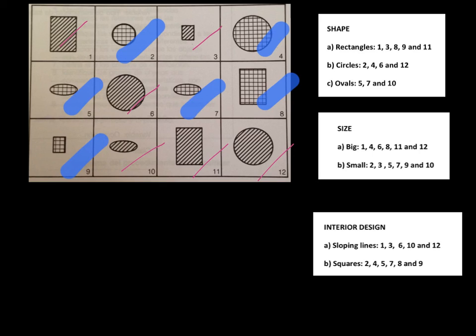Another thing that we have to check is that we don't have repeated elements for each of the options. Look at the shape, okay? So here's the shape. Look at rectangles. We have 1, 3, 8, 9, and 11. And then we have 2, 4, 6, and 12. And then we have 5, 7, and 10. There are no repeated ones, and all of them are 12. Same thing with the size and the interior design. That means we did a great job.